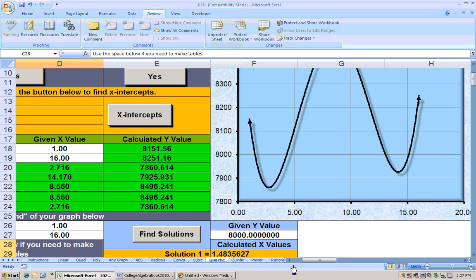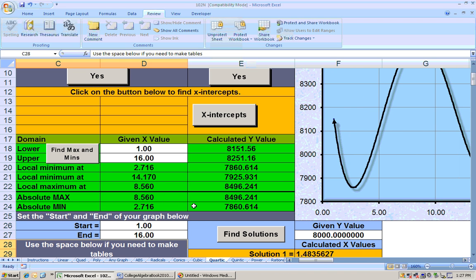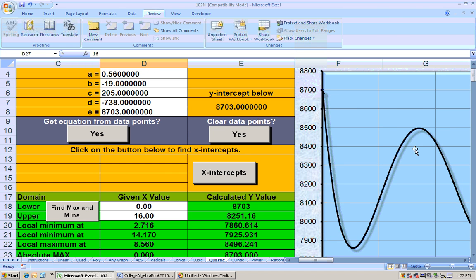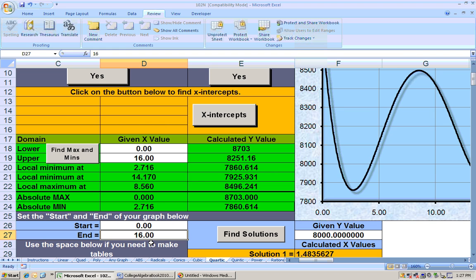And then again it says 0 to 16. Well, if we go from 0 to 16, it tells me that my maximum now occurs at year 0. Well, watch what happens to this graph if we include 0 in it. Now it's shot up higher, and it is higher at 0 than it is anyplace else in this graph. So the maximum occurred at the year 2000 on this restricted domain, and it was at a value of 8703.